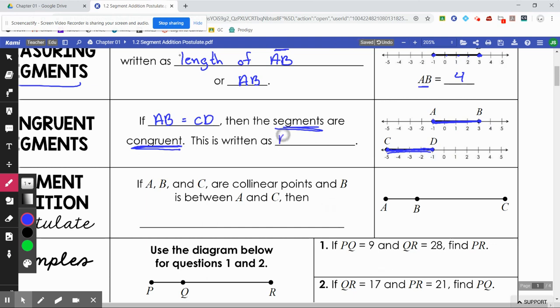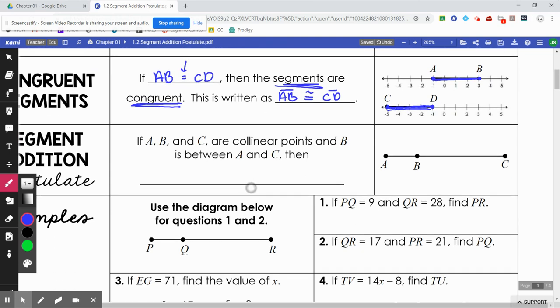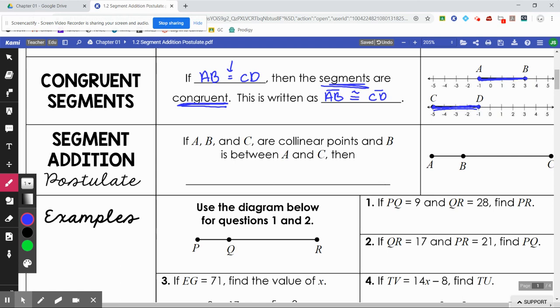This is written as AB, line segment, is congruent to the other segment. Why are they congruent? Because their distances or their lengths are the same. So we've got to be careful. There's a difference between the word congruent and equal. Distances are equal. Shapes are congruent.